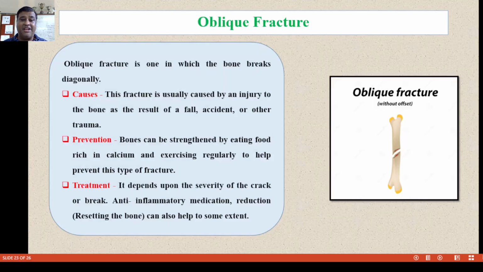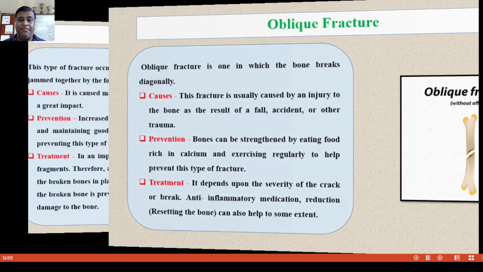Next is oblique fractures. Oblique fractures are broken in a diagonal form, diagonal breaks. What are the causes? The bone breaks as a result of a fall, accident or other type of trauma. Prevention can be strengthening the bones by eating food rich in calcium, taking calcium intake, and regular exercise helps in preventing this type of fracture. What are the treatments? Depending on the severity of the crack or break, we have to provide anti-inflammatory medications, and reducing the bones can help so that the damage is not extended.